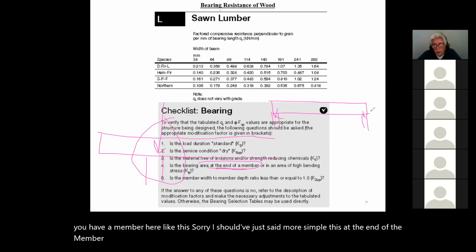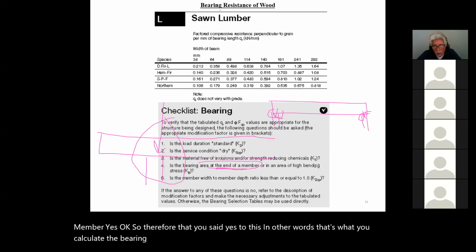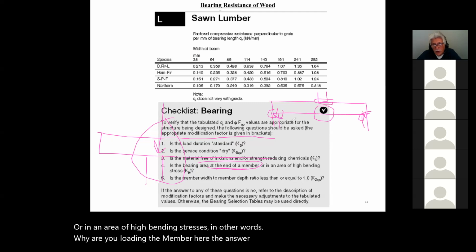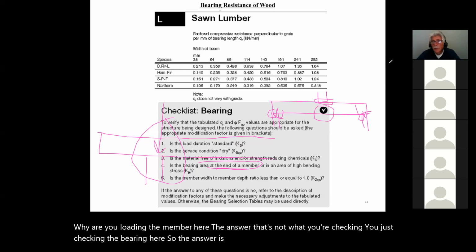So therefore, you know that you said yes to this. In other words, that's what you're calculating the bearing to. Or in an area of high bending stresses. In other words, are you loading the member here? The answer is no, that's not what you're checking. You're just checking the bearing here. So the answer is yes, and so on.